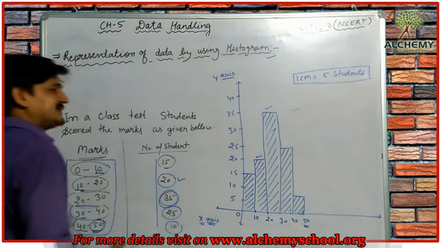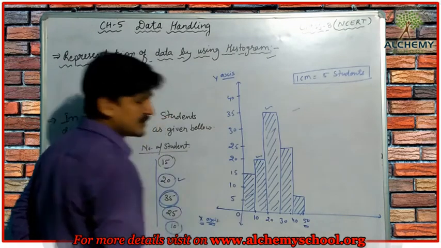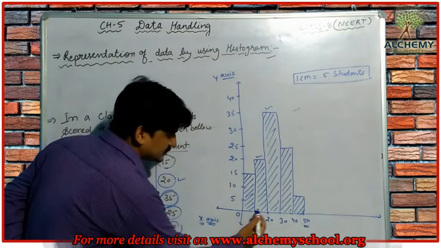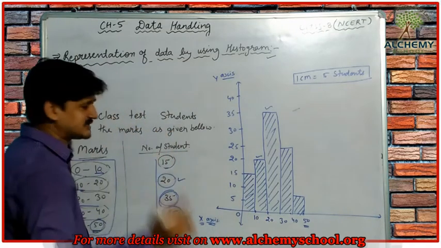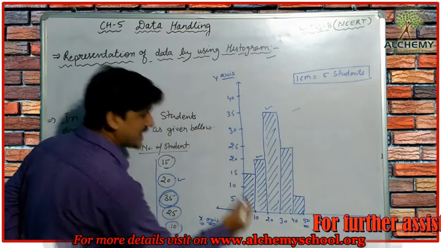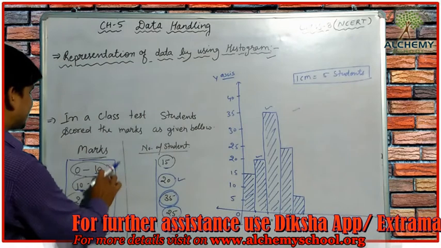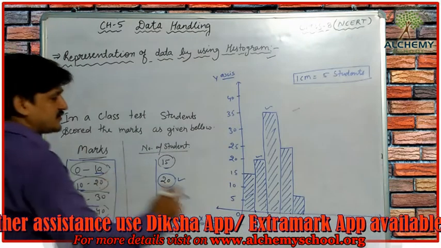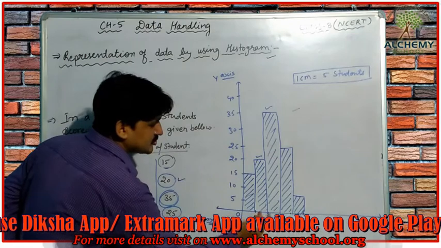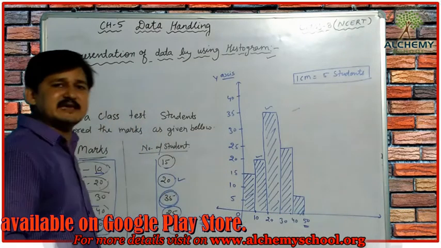One thing that I want to tell you, students, while you are making the histogram, you cannot leave space between two bars. That is very important to understand. Why? Because we can see there is no gap between two class intervals that are given here. So we cannot leave space between two bars. That is very important to understand while you are making the histogram.